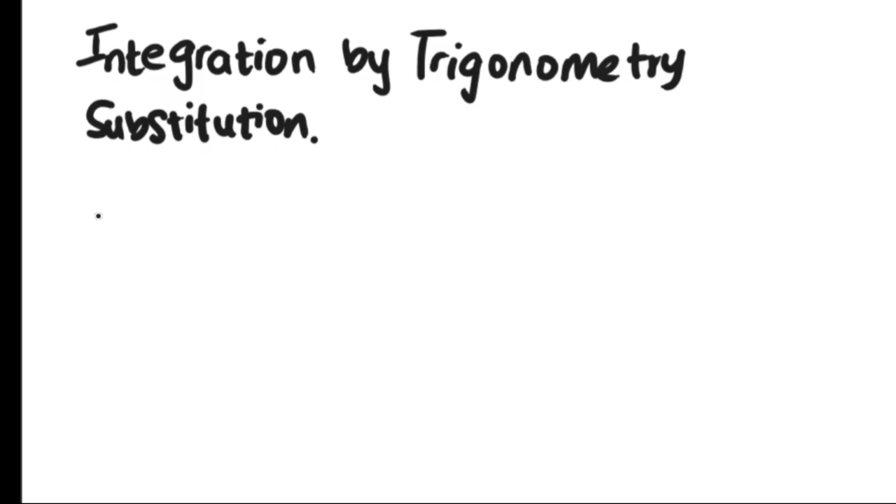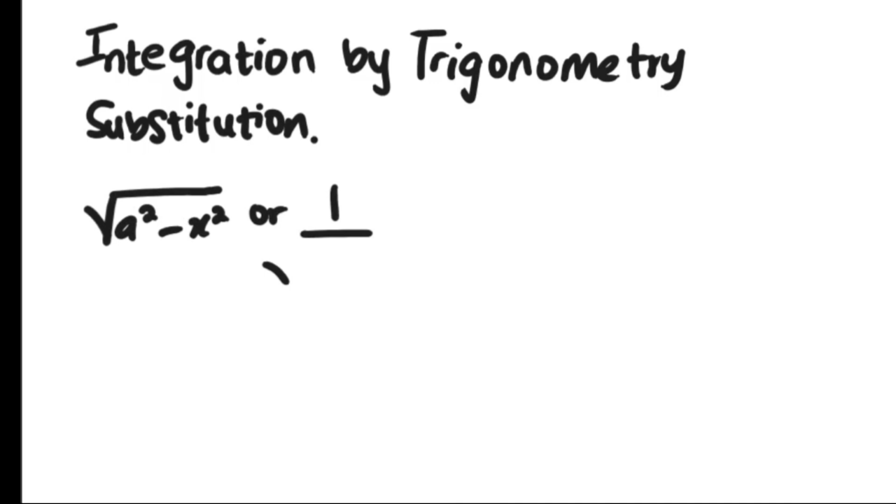Now, for this tutorial, we are going to limit it to two forms. The first form is if we have an integral form that resembles the square root of a square minus x square, or 1 divided by the square root of a square minus x square. So this is the first one.